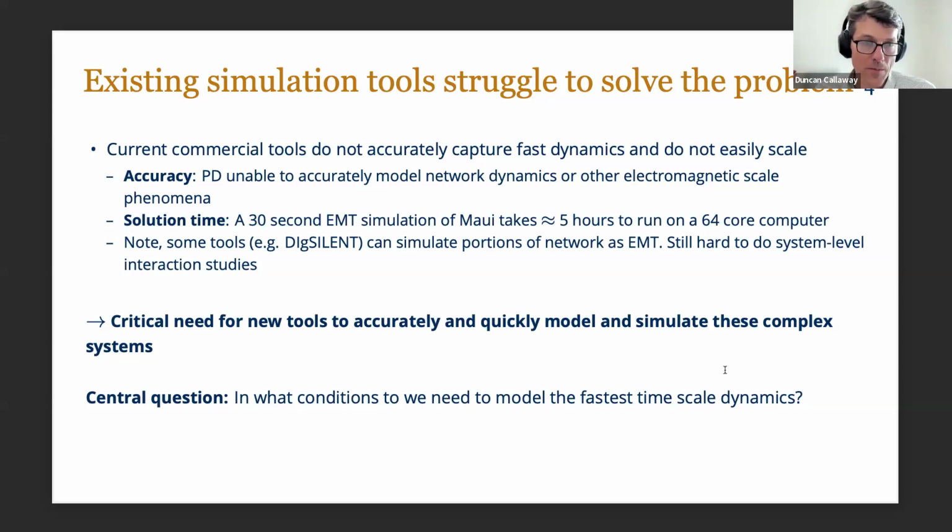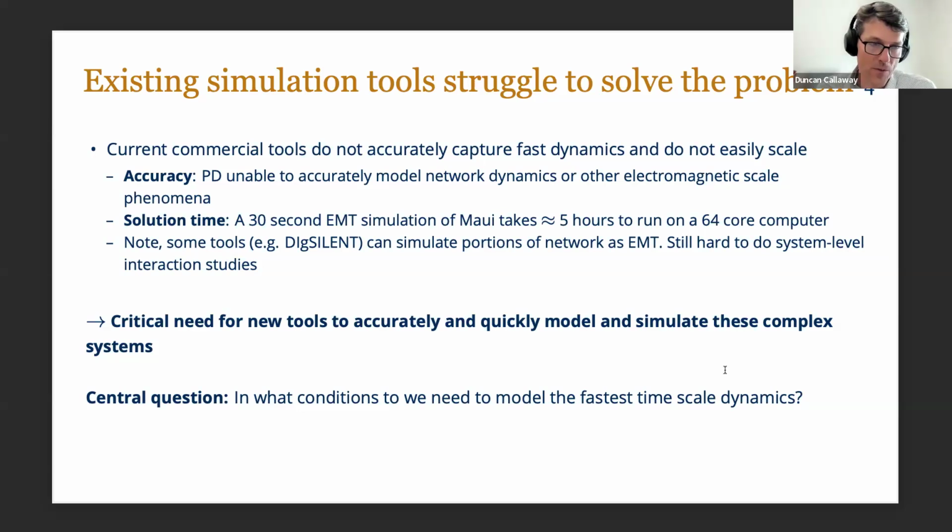I will note that there are some tools, for example DigSilent is one in this case, that can simulate portions of a network as an electromagnetic transient simulation. And so then you could think about pruning off part of a network, doing EMT simulation there, and then integrating that with a larger, much faster to simulate phasor domain style simulation. It's still hard to do system level interaction study in this case.